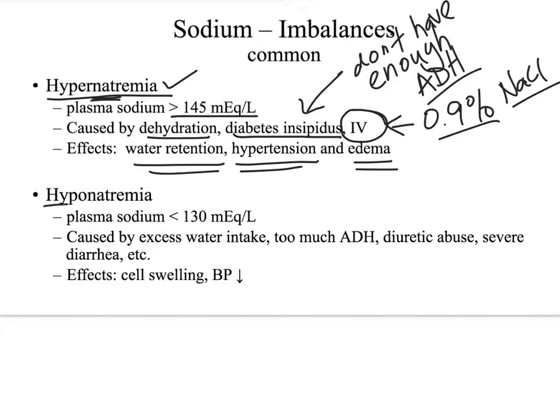Now hyponatremia is when it's too low, and it could be caused by drinking too much water or having too much antidiuretic hormone, or diuretic abuse. Sometimes people, when they want to be thin or they're bodybuilding, take diuretics, like water pills, to flush out fluids, or severe diarrhea. What happens with it is the cells will actually swell and blood pressure will drop.